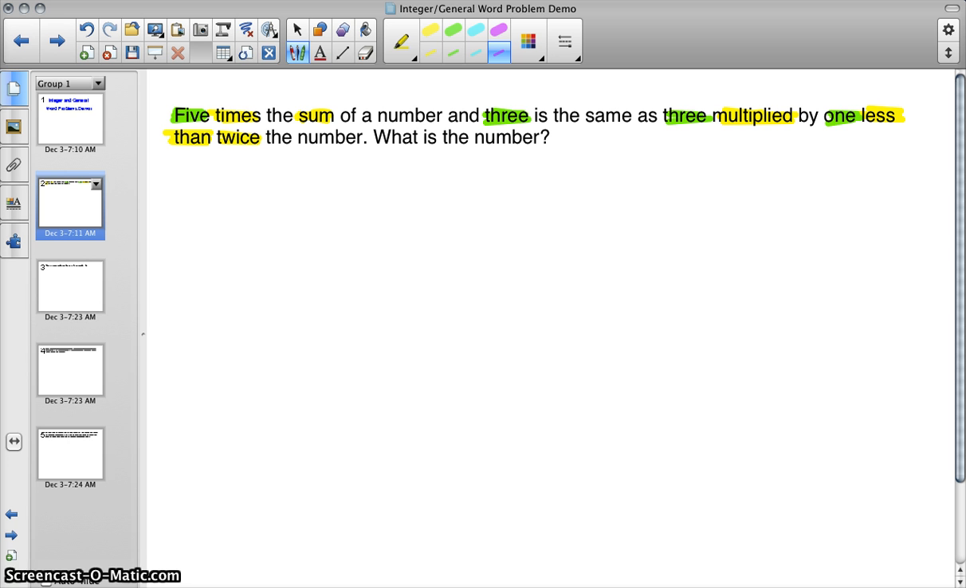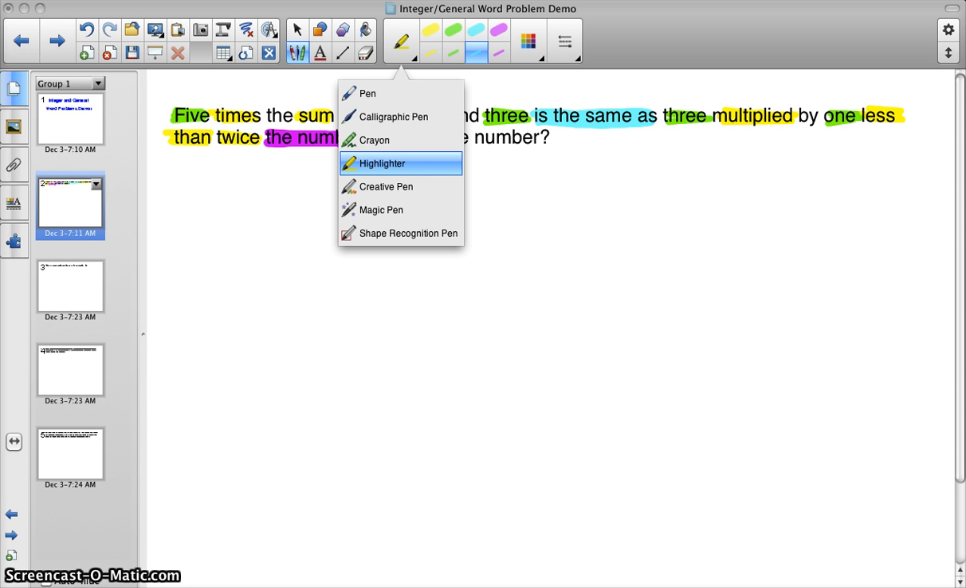Let's go for variables next. So a number, and the number. I'm not going to do the number in the question. Alright, is the same as. That's our equal sign. So now let's just put it together. We've got all of our pieces.